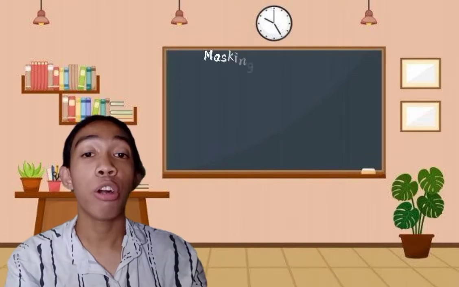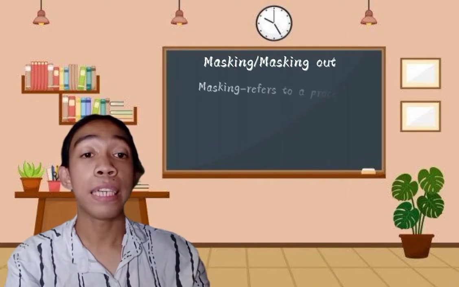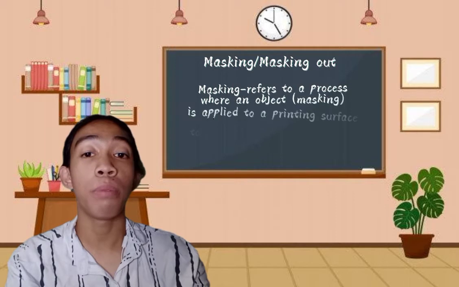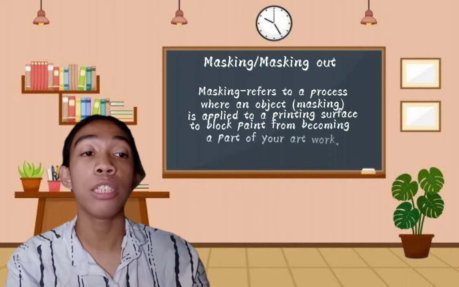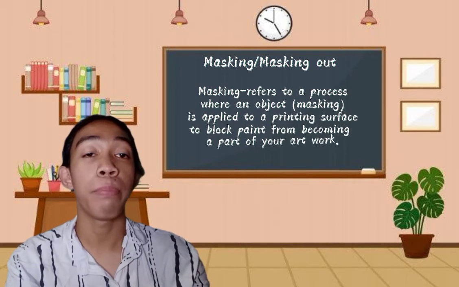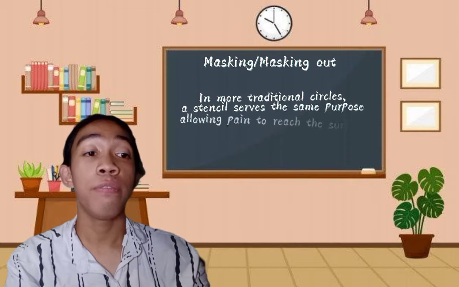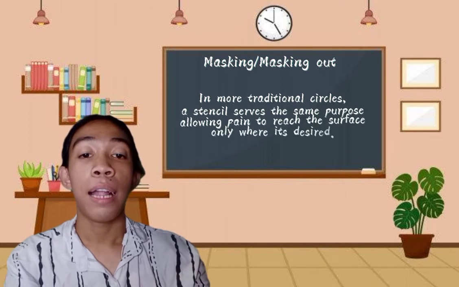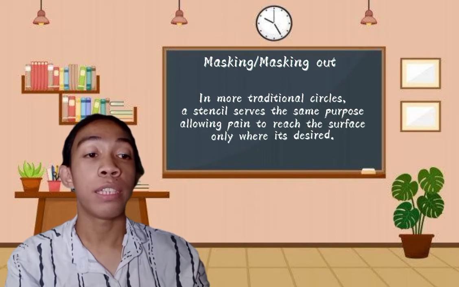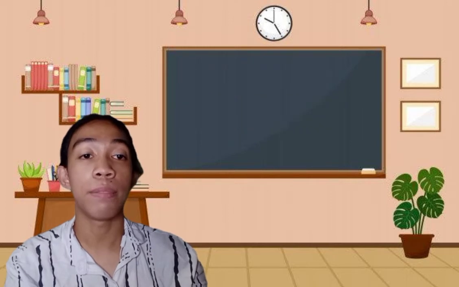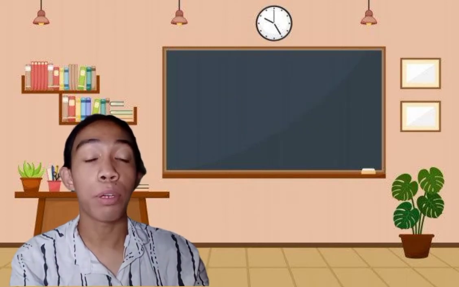Next is masking or masking out. Masking refers to a process where an object is applied to a printing surface to block paint from becoming a part of your artwork. In more traditional circles, stencils serve the same purpose, allowing paint to reach the surface only where it's desired. And here are some examples of masking.